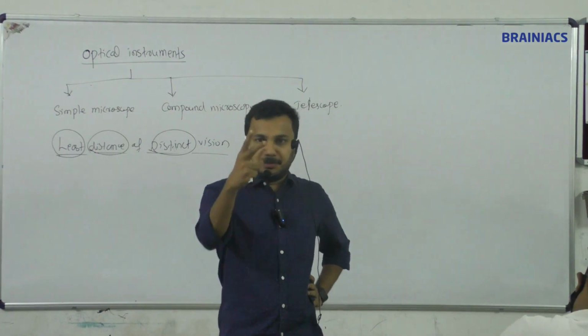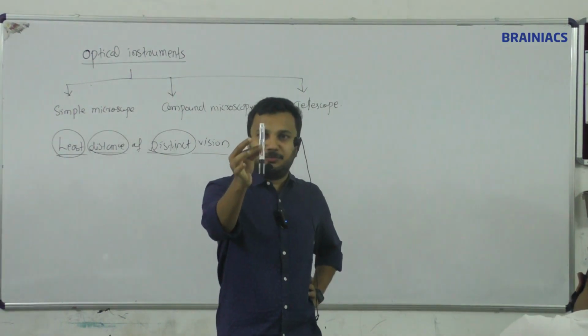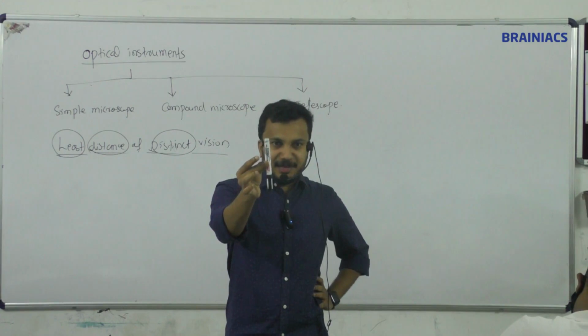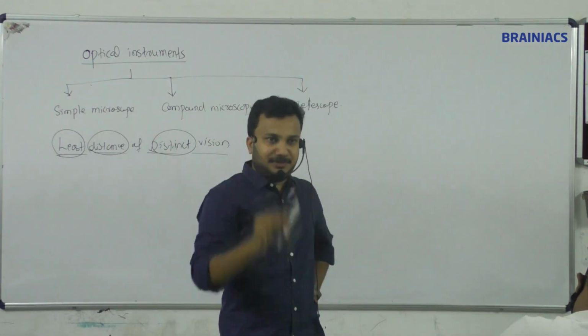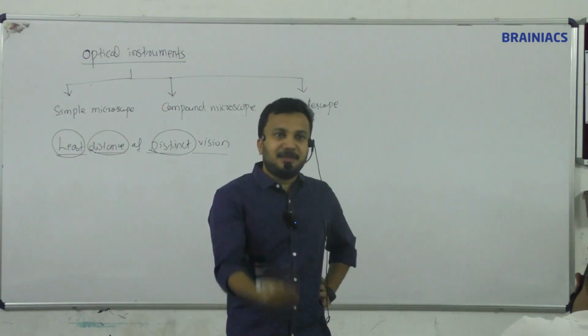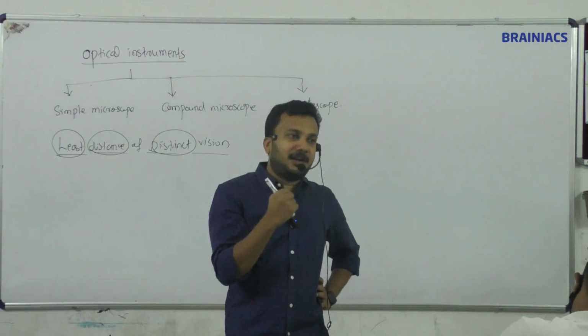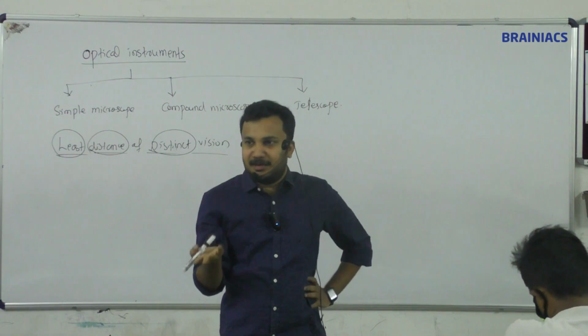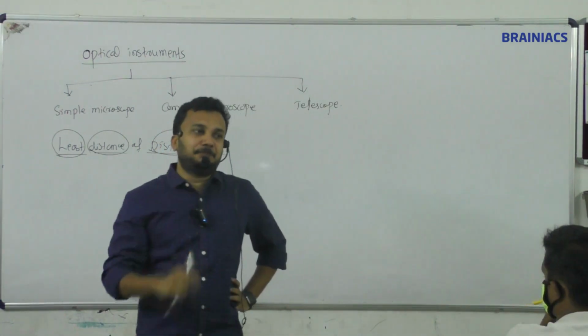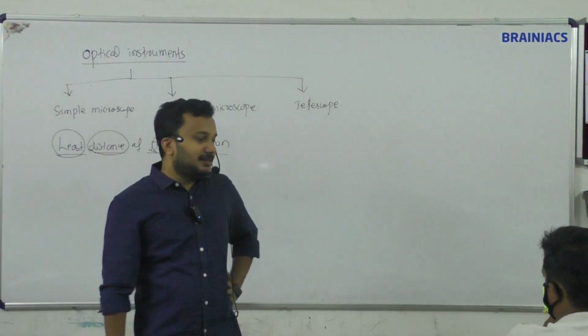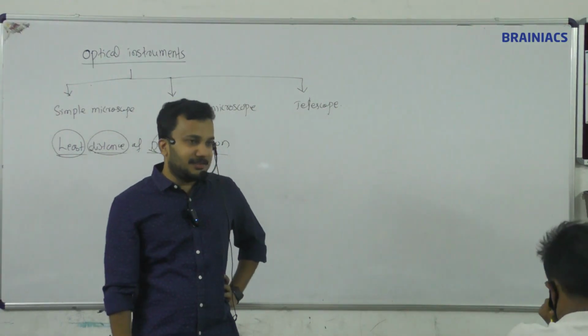25 centimeter, because it is the minimum distance at which I can see an object very clearly, very perfectly. Beyond that my viewing clarity will be reduced. If I bring it closer to the eye than 25 centimeter, clarity will be reduced. 25 is the perfect range for a normal eye. So this is called the least distance of distinct vision.